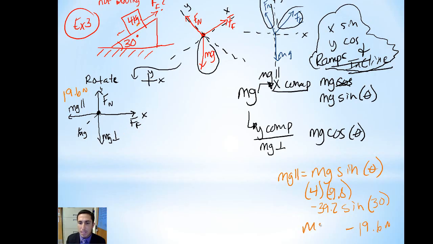Mg parallel is equal to that, and I put it right here. I put it positive here because it's already going in the negative direction. I don't want to put the negative there. Now let's find the mg perpendicular.